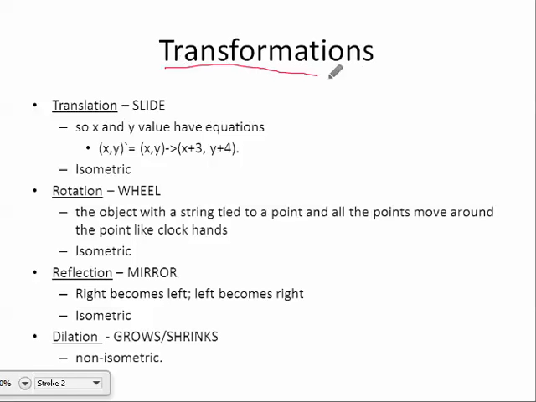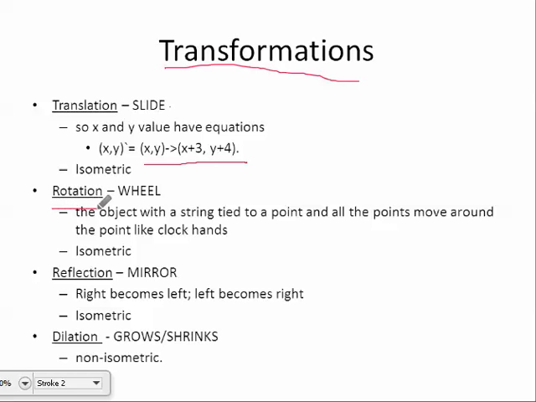In Unit 1, we talked about transformations. We had a slide. That's where we simply moved something. We gave a formula for that, where we said x plus 3 and y plus 4. That's just moving the x and y coordinates of each of the vertices.